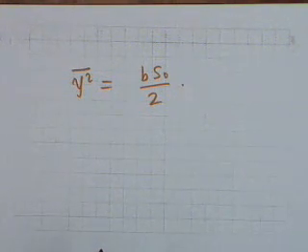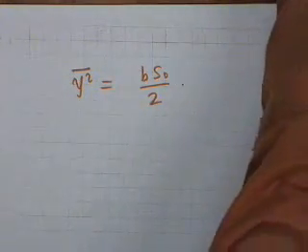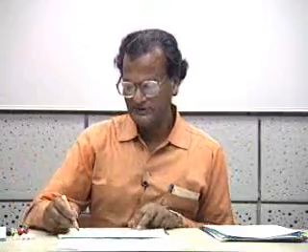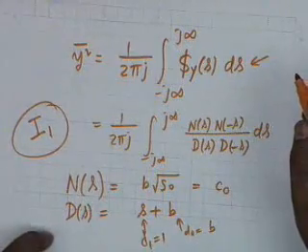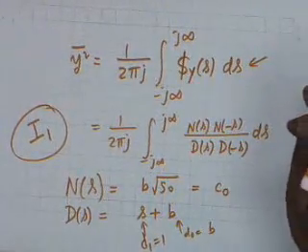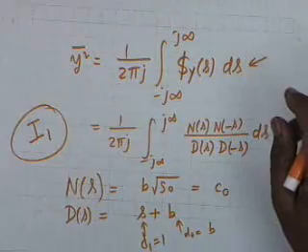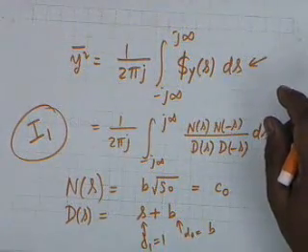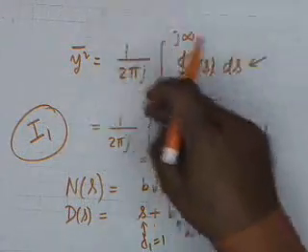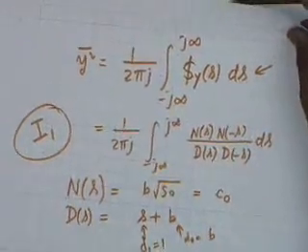Do you recall how this formula was obtained? What is the genesis of this formula? Sir, our autocorrelation function at tau equal to 0. That's right. The autocorrelation function was the inverse Fourier transform of the spectral density, and then we put tau equal to 0.